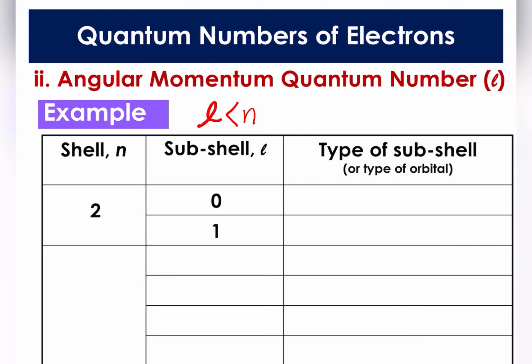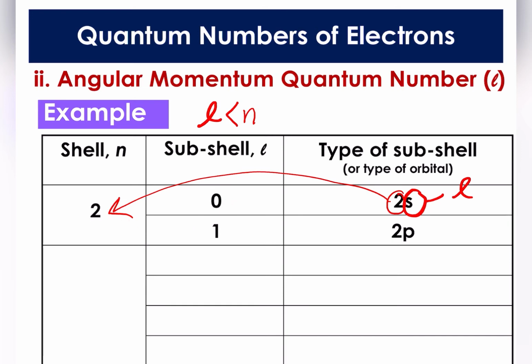How about subshell? So subshell maksudnya saya akan gunakan value yang saya ada untuk 2 dan untuk 0 ni apakah saya punya type of orbital? Kita tahu dia adalah S orbital. Untuk 1, type of orbital dia adalah P. So how to do that? I will put 2S, 2P. So 2 here is referring to the N value. And then S here is referring to L value. Dan L value ini bergantung kepada nilai yang saya dapat daripada N.